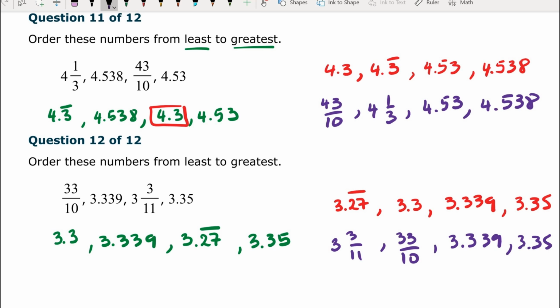From least to greatest. I am not working with the software right now, so I'm not sure if they want you to use the inequality sign like this, the less than sign, like that.